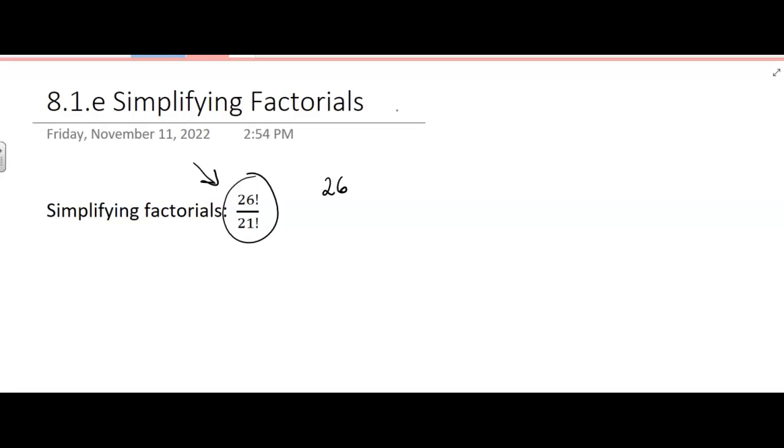You can start out 26 times 25 times 24 times 23. I just said I don't want to do this, but watch what happens. Times 22, times 21 factorial. And it's going to keep going: 21, 20, 19, 18. Now, why did I stop at 21? Because look at the denominator. That's 21 factorial. So I can cancel the 21 factorials, because they're both going to be 21, 20, 19, 18, and so on.